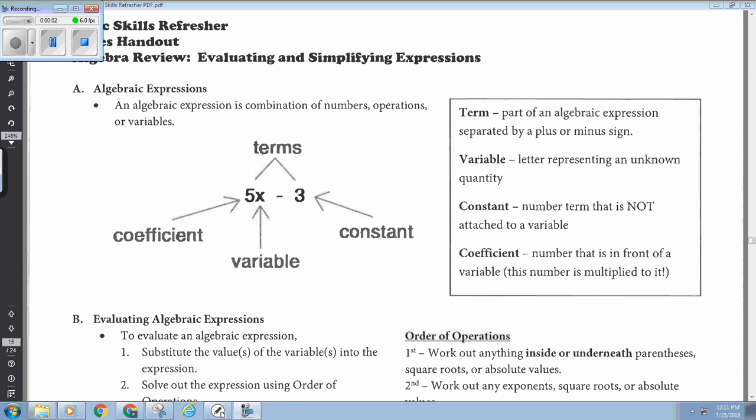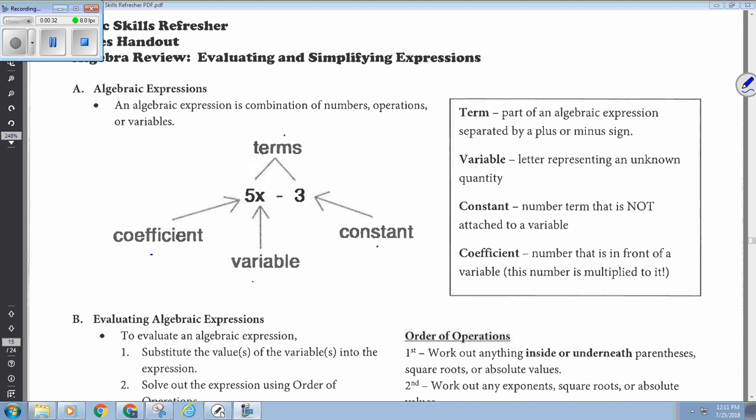Okay, our next review topic for algebra now goes into evaluating and simplifying an algebraic expression. First thing we need to look at is what an algebraic expression is. Simply a combination of numbers, operations, and variables. So there are four main parts to an algebraic expression.